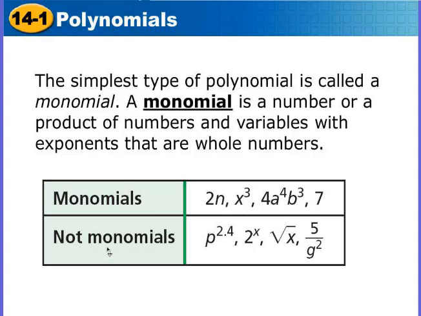Now here are some examples that are not monomials. If you'll notice right here, here's a variable raised to an exponent of 2.4. This exponent is the problem. It must be a whole number. Now this next one, 2 to the x power. You may think, oh, that's no big deal. But remember, this x can be anything. It could be a negative number, a fraction, a decimal, anything. So this one is not a monomial.